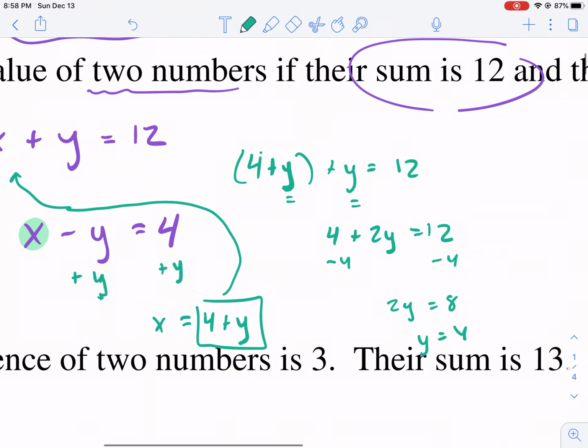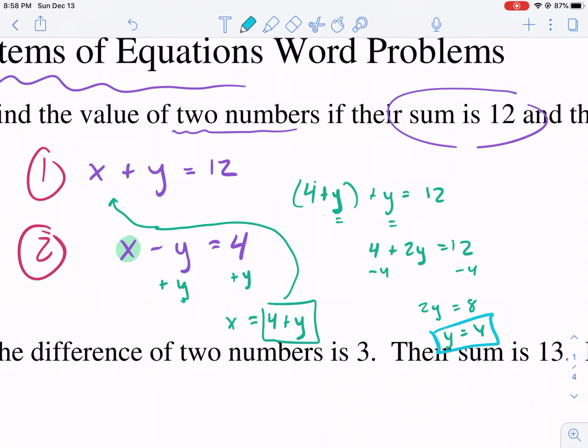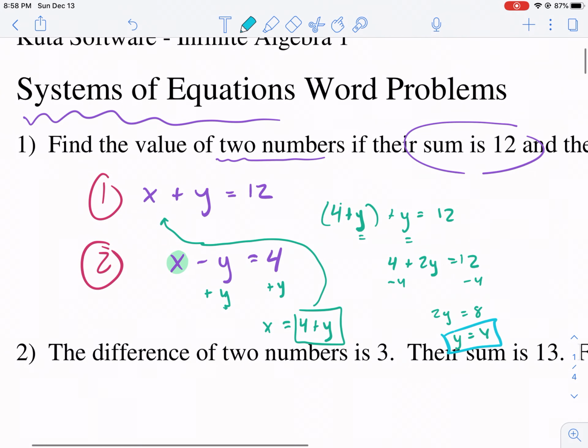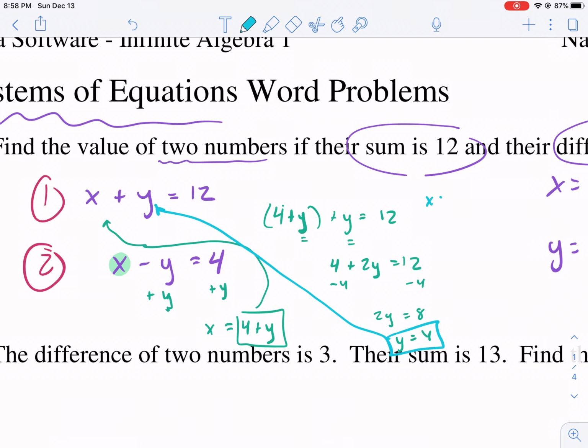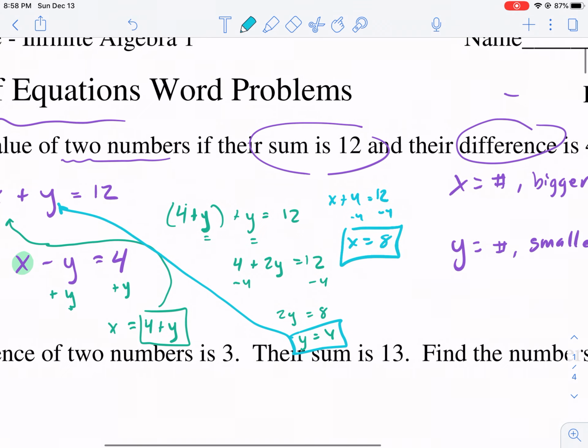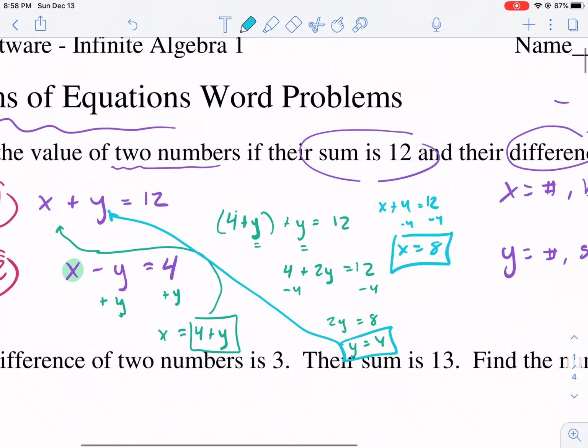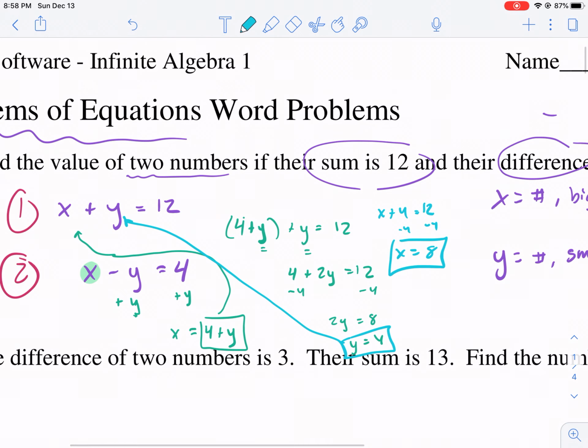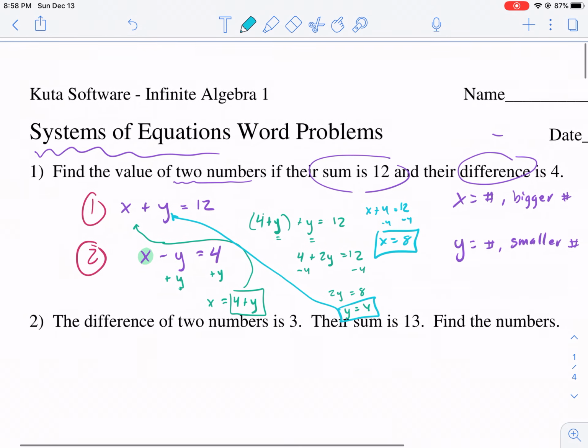And once we have one of these numbers, it's very easy to find the second one. So we have y equals 4, and now we can just plug it into either equation. In this case, I'm going to choose the top one. Looks a little bit easier. So I say x plus 4 equals 12. So we subtract 4 and we get x equals 8. So now we know that one of our numbers is 8. Remember, always go back to what it's asking. One of our numbers is 8 and the other number is 4.